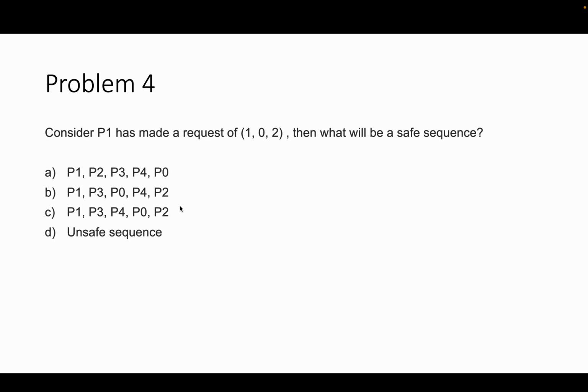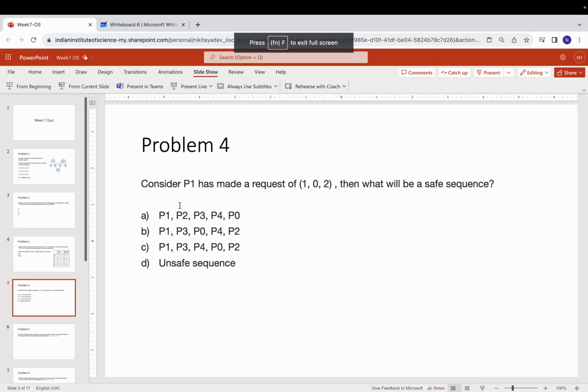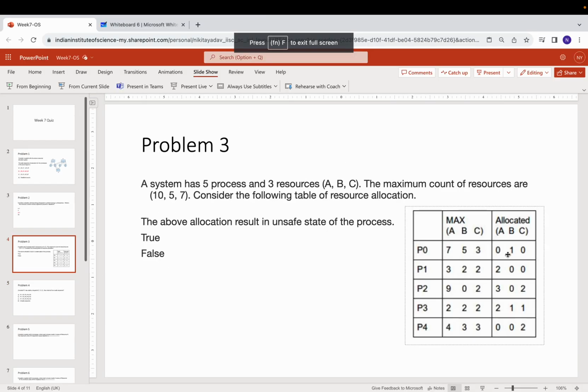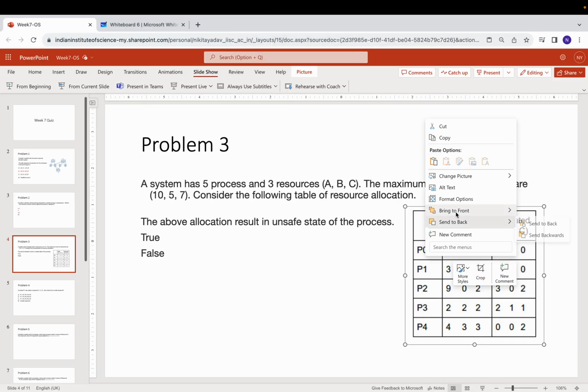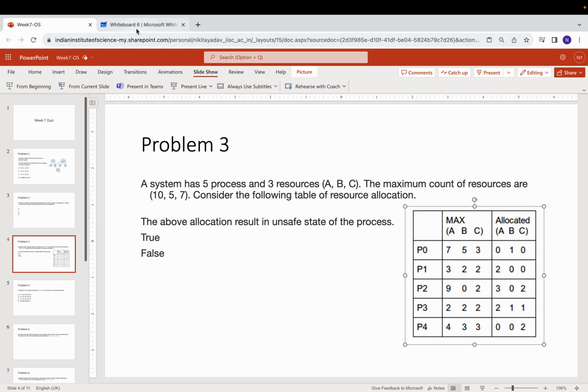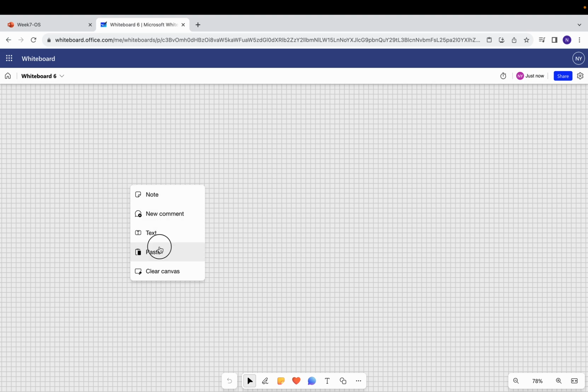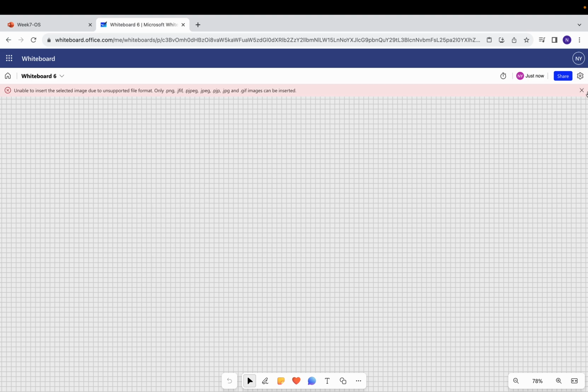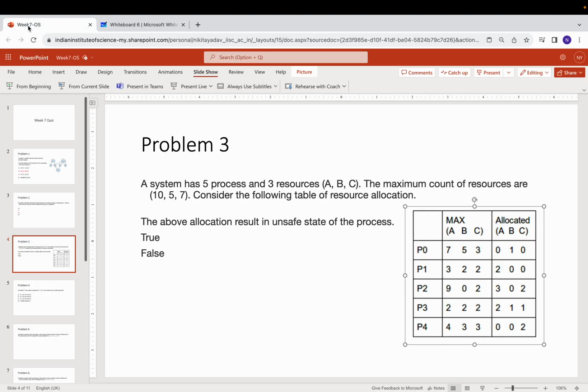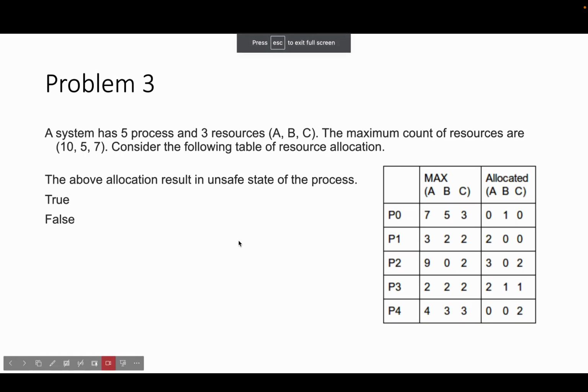So the problem here is similar to the first problem that we solved, but it has just been given in the form of this allocation matrix. So let us first copy this allocation matrix here. Okay, again, I'm not able to copy this. So you can look at the problem while I write the matrix.